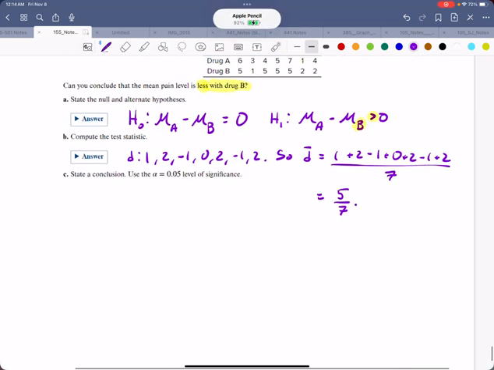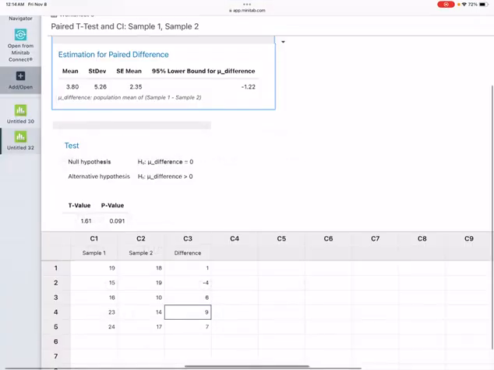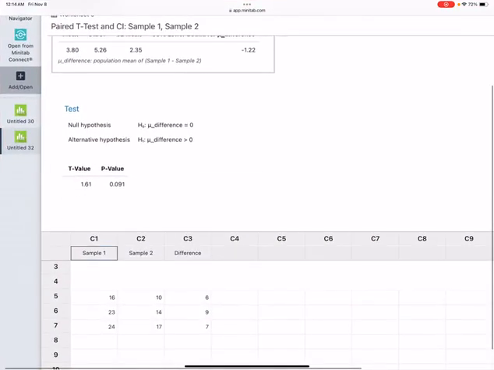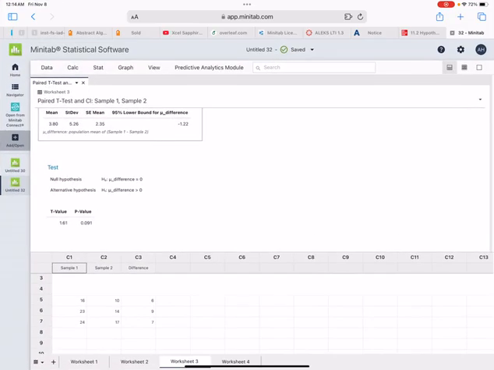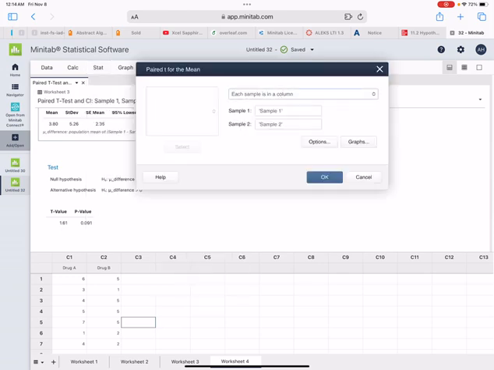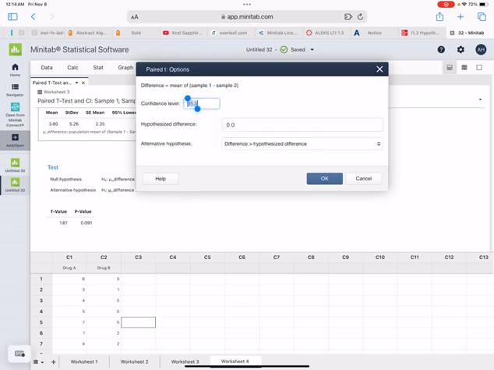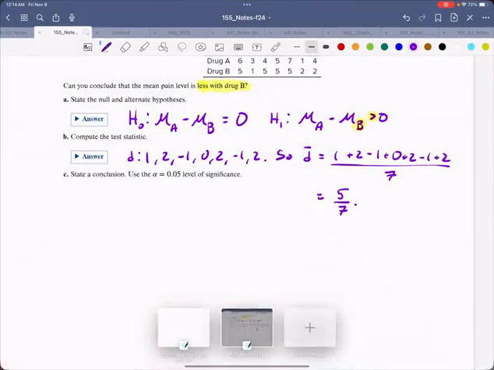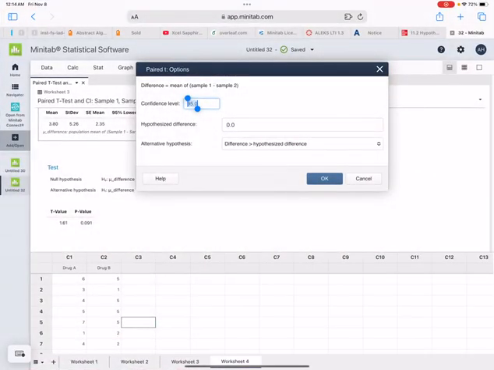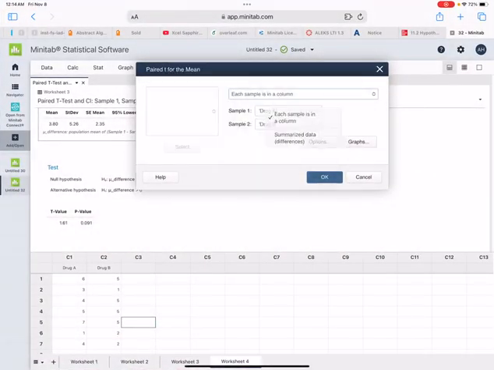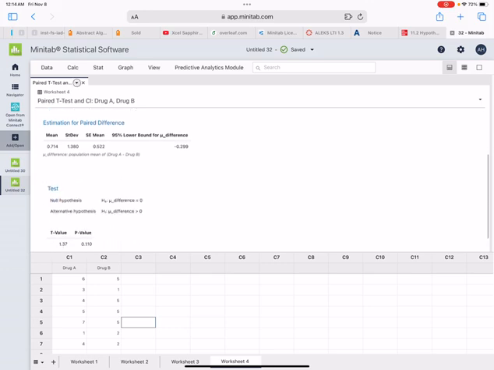Well, we could go ahead and do all this, but I'm pretty sure that if I zoom out a little bit, there we go, that I've got these pain levels done. Stat, basic stat, paired t. Let's go ahead and put the correct thing in here: Drug A, Drug B. Options. What confidence level did they say? I didn't even see. Yep, 0.05 significance level. And we do actually want to keep it at greater than.